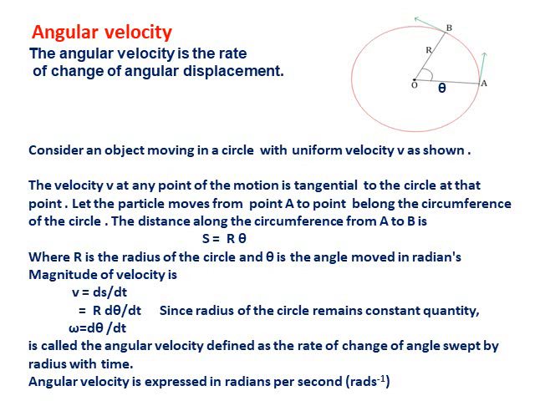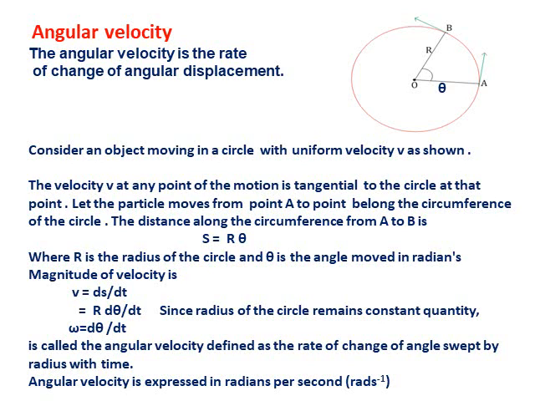Now here comes the angular velocity. Angular velocity is the rate of change of angular displacement. It is denoted by omega and is measured in radian per second. And the dimensional formula for angular velocity will be M0 L0 T minus 1. As shown in the diagram, the distance along the circumference from A to B is r into theta. Here theta is the angle made, where r is the radius of the circle.